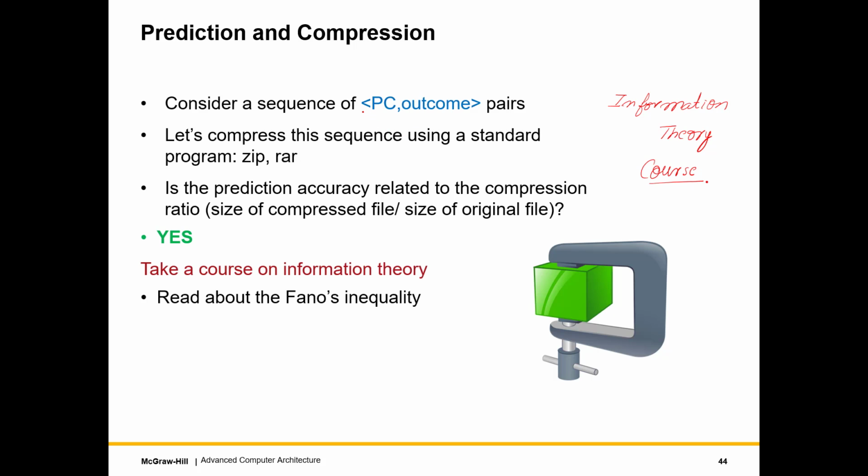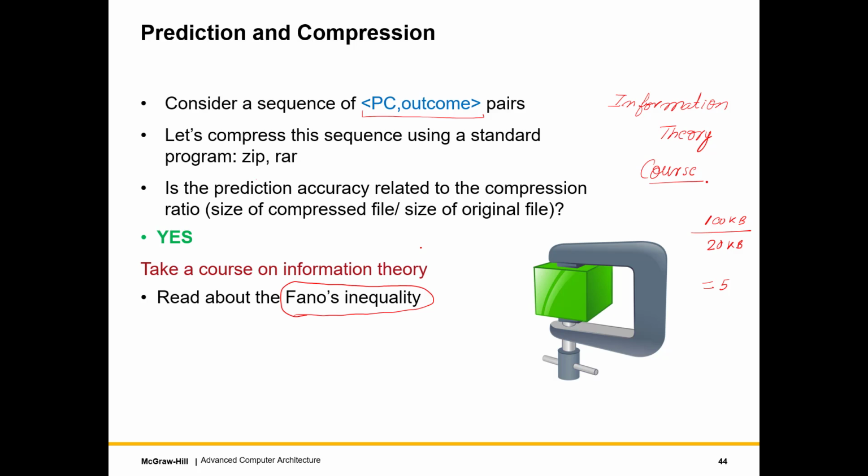So let us do one thing: consider a sequence of PC and outcome pairs. Let us compress this sequence using a standard program such as zip or rar. Let's say the size of the original file, which just had the PC and outcome pairs, was 100 KB, and after compression it becomes 20 KB. So the compression ratio is 5. Is the prediction accuracy related to this ratio? Well, yes. How? There is something called Fano's inequality that relates both.